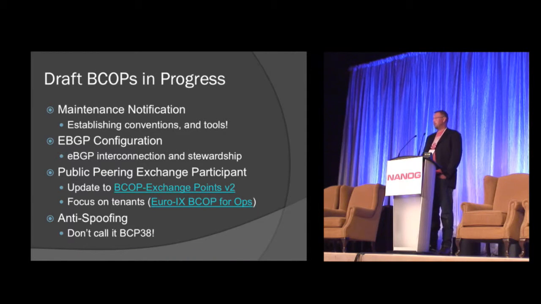There are a bunch of things in progress, and I've got some detailed slides on some of these down the list. We've got one on maintenance notification, EBGP configuration, public peering exchange participants, anti-spoofing, which is a document to sort of update where we have come to from BCP 38. That is, it's not just filtering on the edges, it's actually an entire approach to the best practices for anti-spoofing.